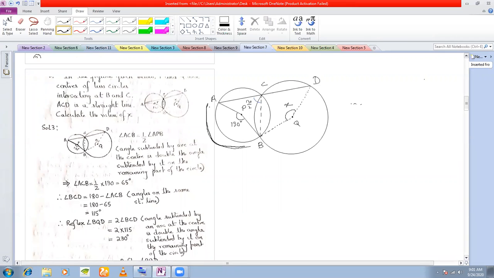Okay, so I repeat again, this angle 130 degree is an angle at the center on this arc, and this blue angle that I have marked is the angle on the circumference on the other arc. So you know that angle on the circumference is half the angle at the center. So therefore, if this is 130, this has to be 130 by 2.